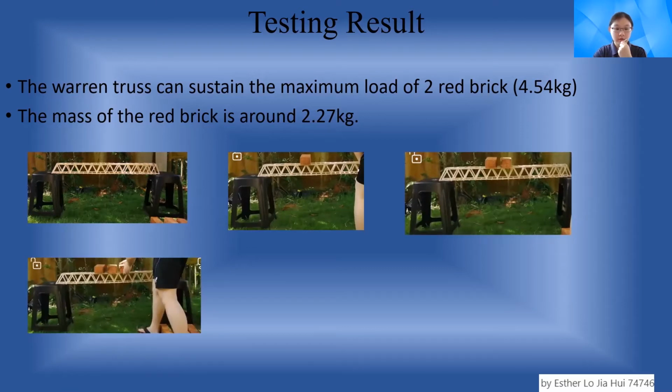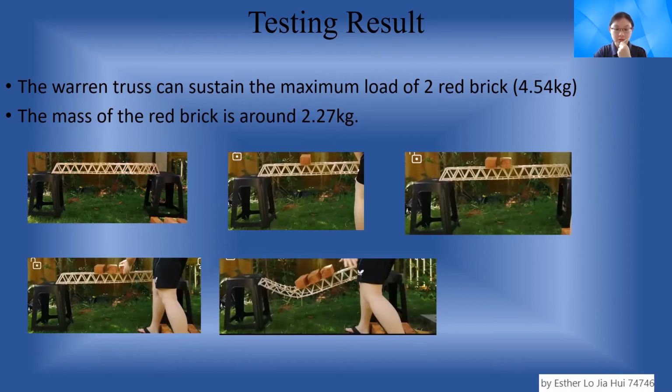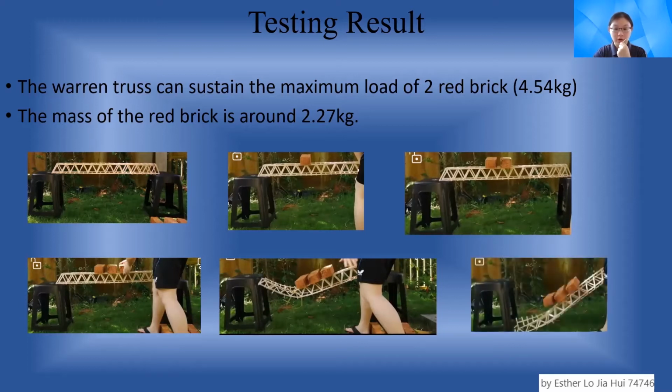And the fourth picture shows that when I applied the third red brick, I found that it starts to deform at the left end part of the bridge, and then it starts to collapse and break. This shows that the wooden truss bridge that I designed can sustain the maximum load of two red bricks, which is a total load of 4.54 kg.